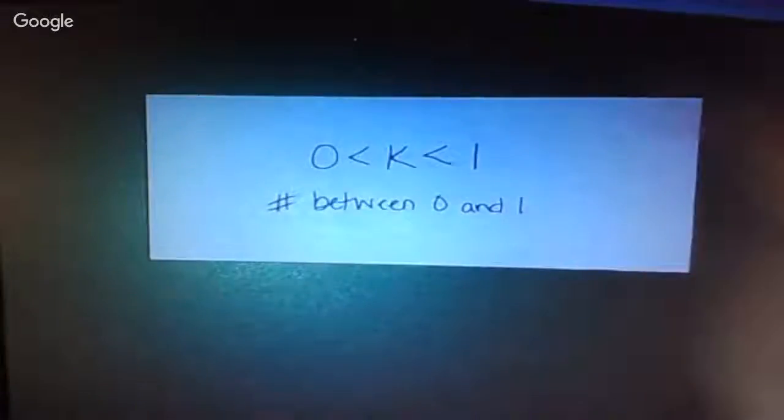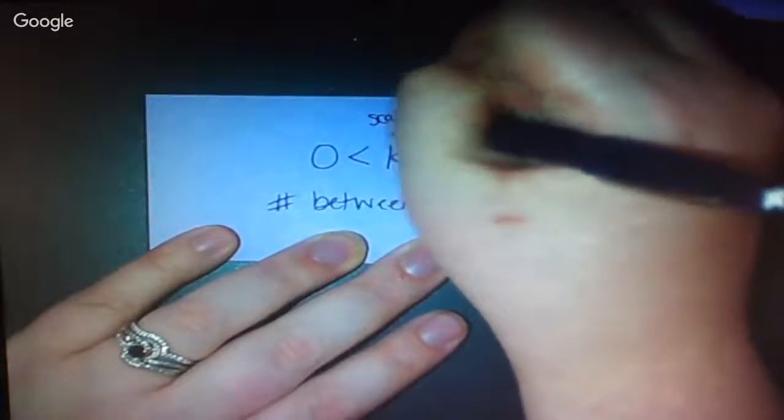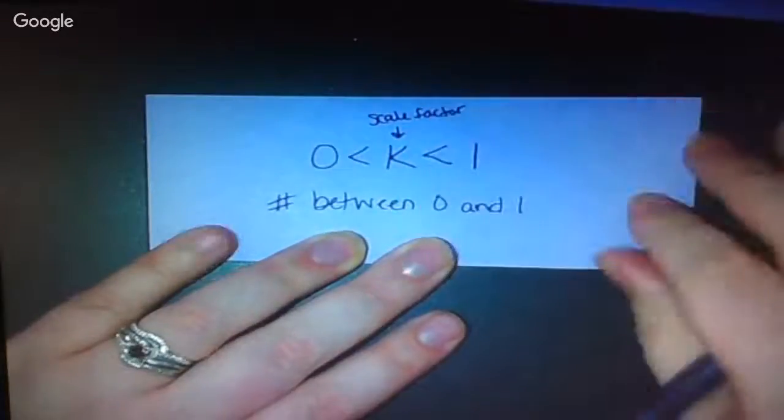K is your scale factor. They're going to call your scale factor K. The first scale factor we have to look at is when we have a number between 0 and 1, something like 3/4 or 0.5 or 2/3. Notice it does not say negative. Your scale factor should not be negative.